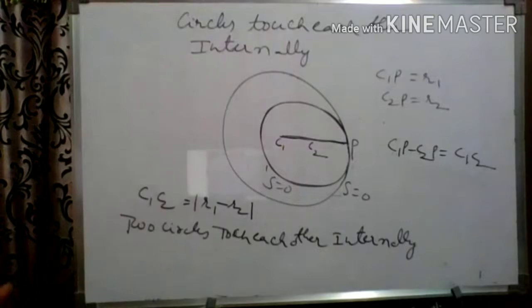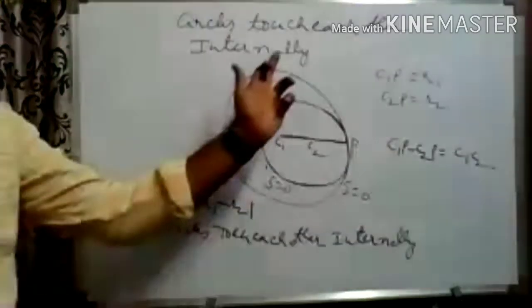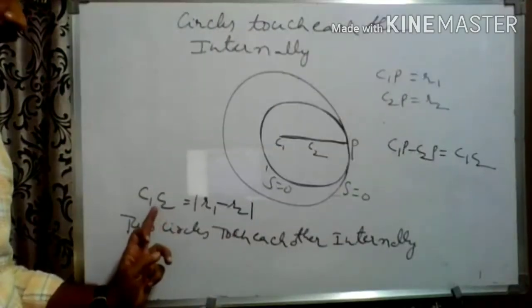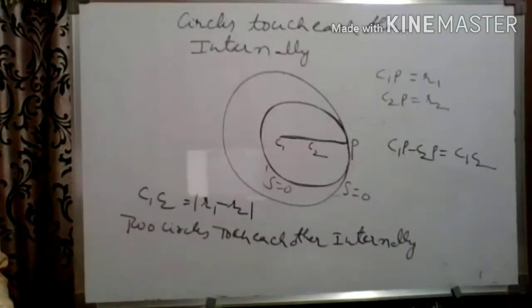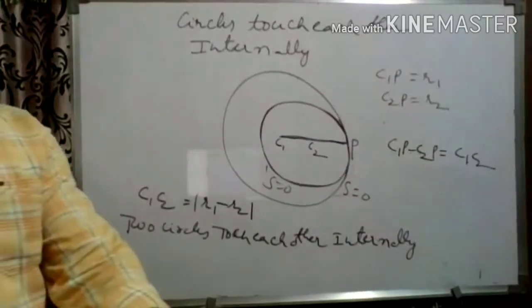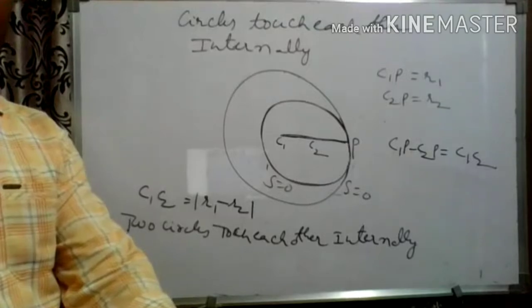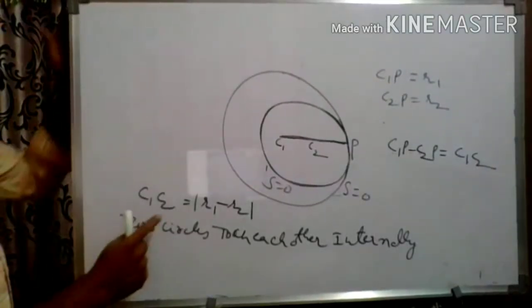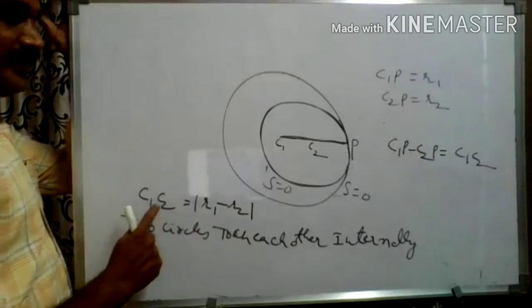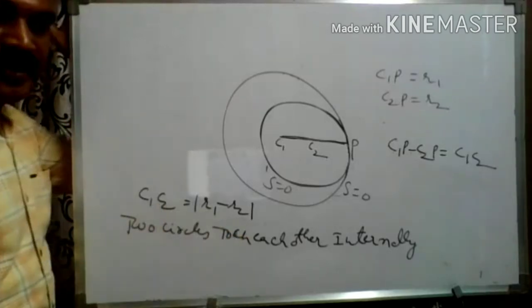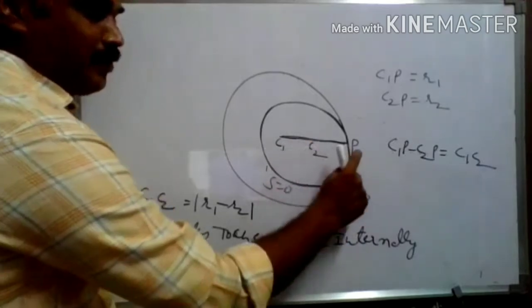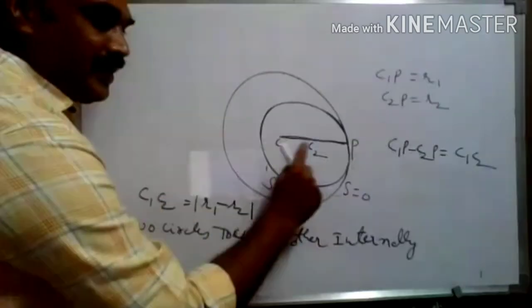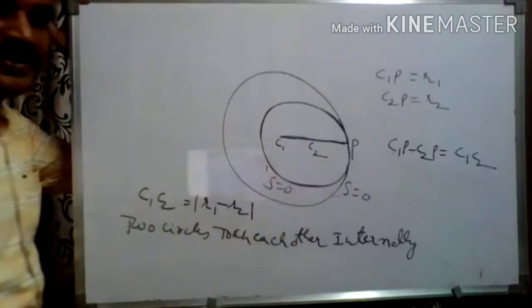Let's write down, students. Two circles touch each other internally. The condition is C1C2 equals the modulus of R1 minus R2. Here the point of contact P lies outside the line segment C1C2. Therefore, P divides the line segment C1C2 externally.